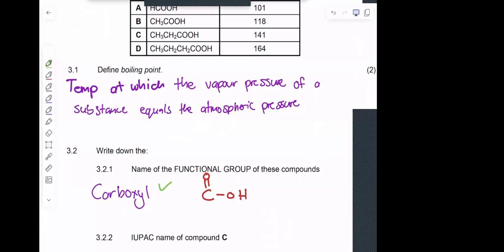Okay. And then for 3.2.2, thank you for all the correct answers there. It's propanoic acid, right? Propanoic acid, because when we count a number of carbons, there's carbon 1, 2, 3. 3 carbons equals prop. Now we've got propanoic acid.